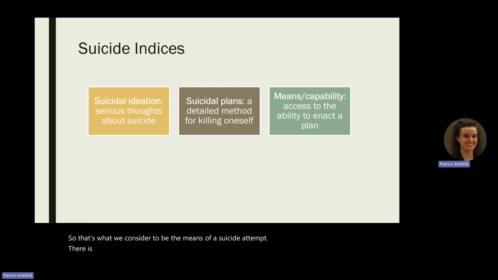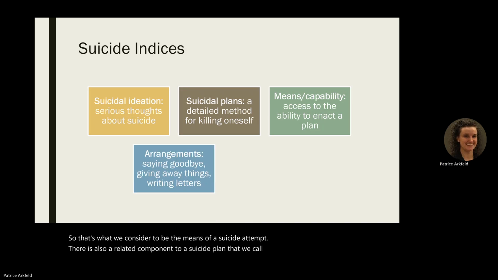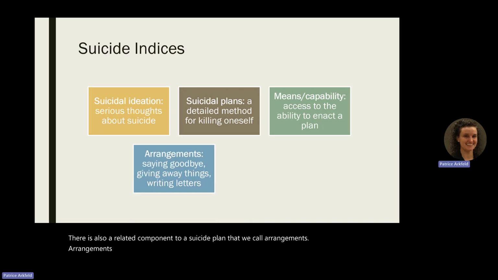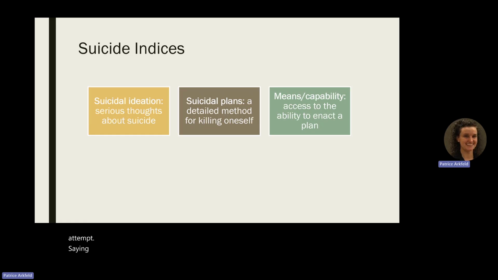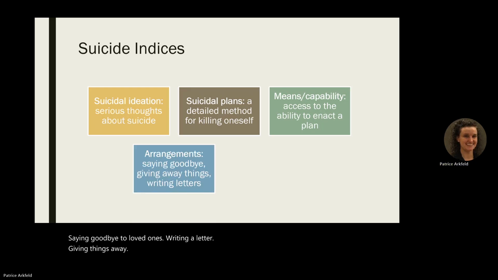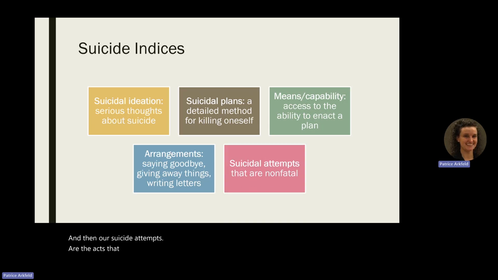There's also a related component to a suicide plan that we call arrangements. Arrangements directly relates to the things that people are doing in advance of a suicide attempt. Saying goodbye to loved ones, writing a letter, giving things away, things of value. That's what we call making arrangements. And then suicide attempts are the acts that someone engages in that are non-fatal. So a suicide attempt was that the plan was enacted, but the individual did not die by suicide.